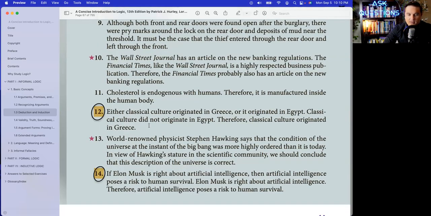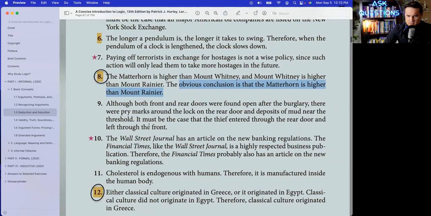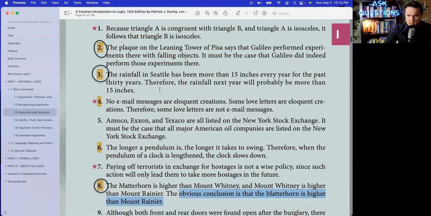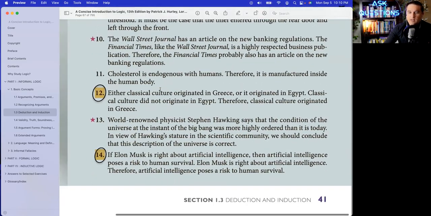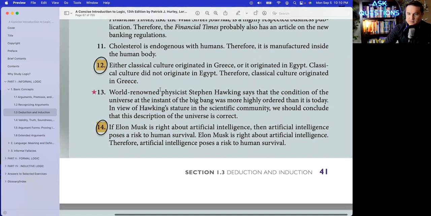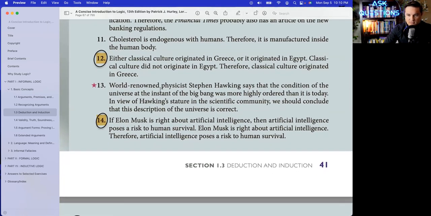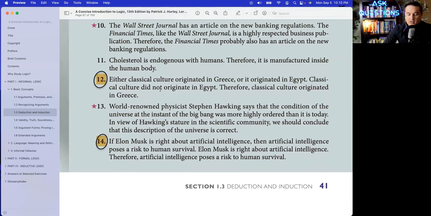Let's go to 12 here. Either classical culture originated in Greece or it originated in Egypt. Classical culture did not originate in Egypt. Therefore, classical culture originated in Greece. See, here we have two premises. In 8, we only had 1. In 3 and 2, we only had 1. So this is good. We're learning about arguments that have one premise and ones that have more than one premise. It's good to see different arguments with different amounts of premises.